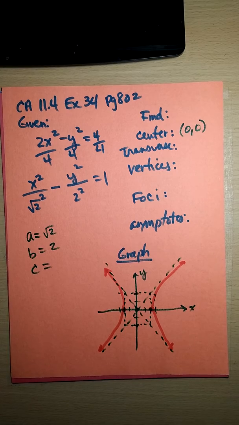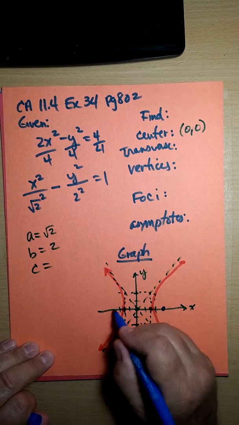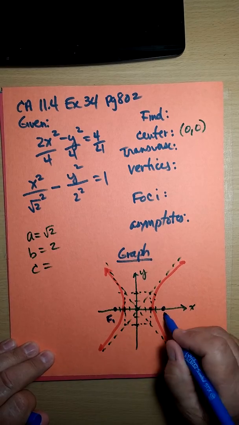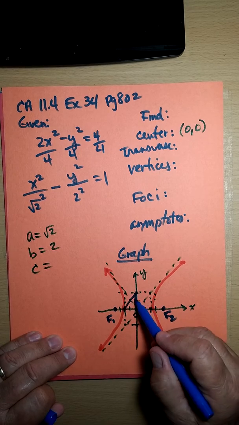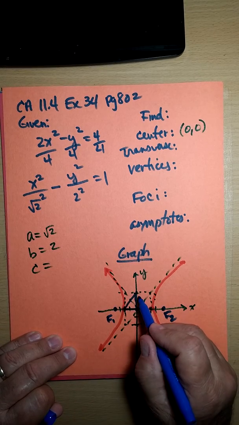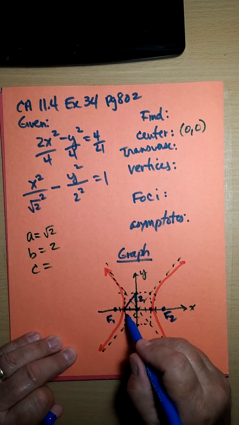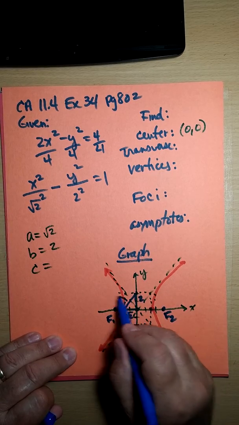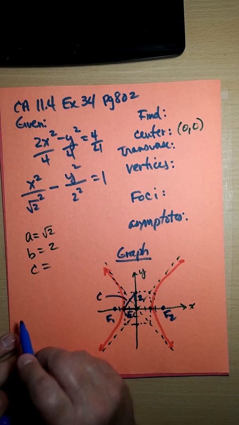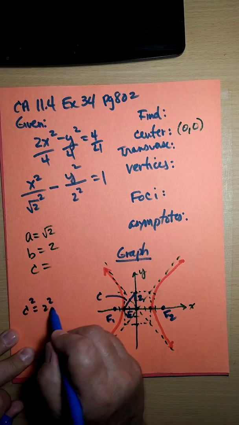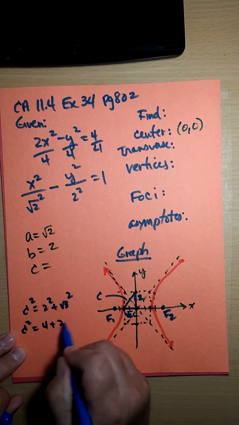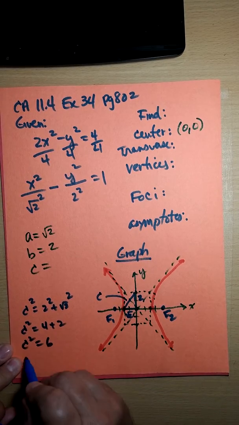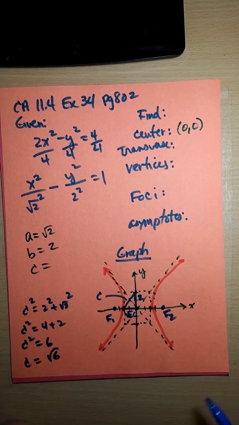Let's see here. So how do you find c? Well, c goes to the foci, which is right in here, focus 1, focus 2. And c is also the hypotenuse for this right triangle. Now this is 2, that's the b. This is the square root of 2, that's the a. c is that hypotenuse. So c squared is equal to 2 squared plus the square root of 2 squared. c squared is 4 plus 2. c squared is 6. c is the square root of 6.